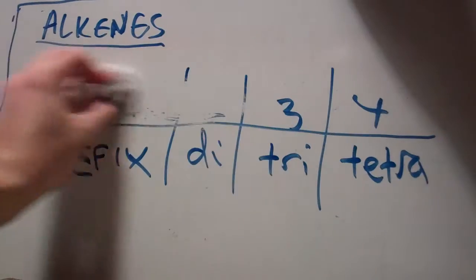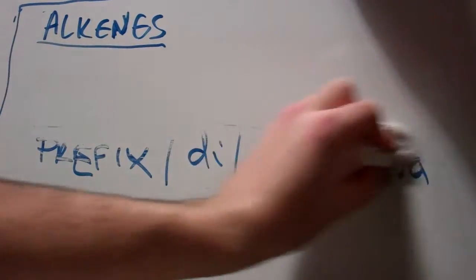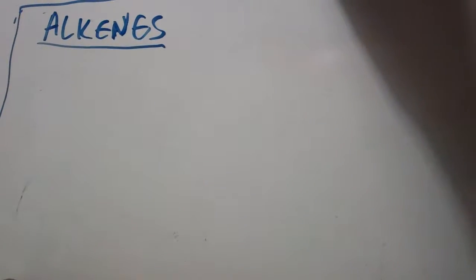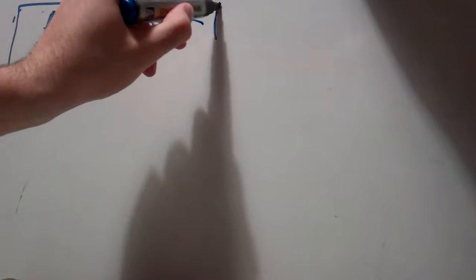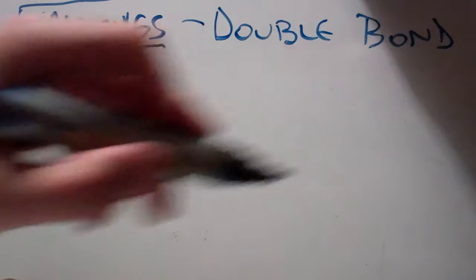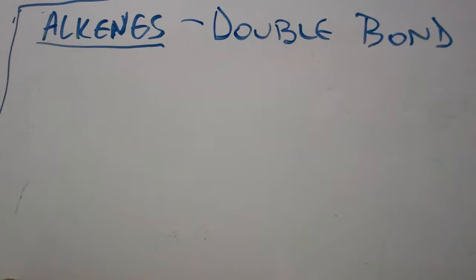Okie doke. Alkenes. Now, alkenes are organic molecules. They're hydrocarbons that contain a double bond. Right, so we're looking at double bonds. They all follow the same naming rules as the alkanes. For example, 1 carbon is meth, 2 carbon eth, 3 carbon prop, 4 carbon but, and so on. Except their name now ends with ene, E-N-E. So ethene, propene, butene, and so on.